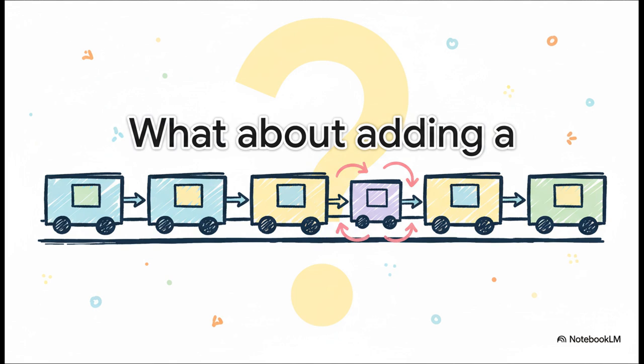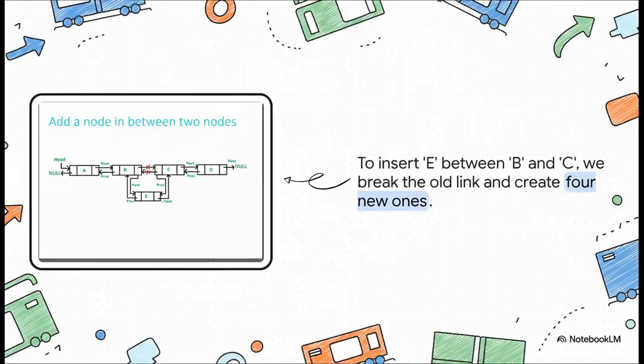What if we need to insert a brand new node somewhere in the middle of the list? Now, this is where things get really interesting. And this diagram shows the whole dance perfectly. We want to squeeze our new node E in between B and C. So first, we've got to break that old link connecting B and C.